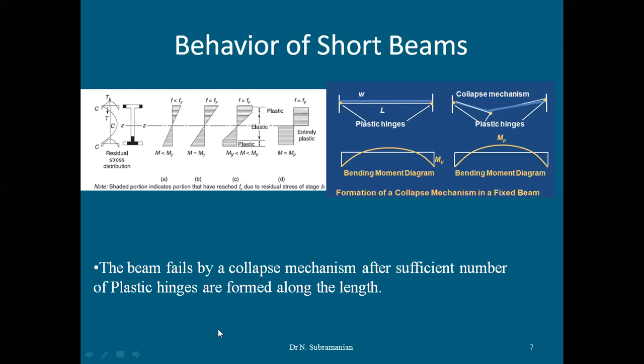Okay, so what the statement is briefing you about: the beam fails by a collapse mechanism after a sufficient number of plastic hinges are formed along the length. Okay, when the member deforms, when the member collapses, when it forms a plastic deformation, then only the member will start to collapse. Okay, so that is how you need to understand the behavior of your short beams.